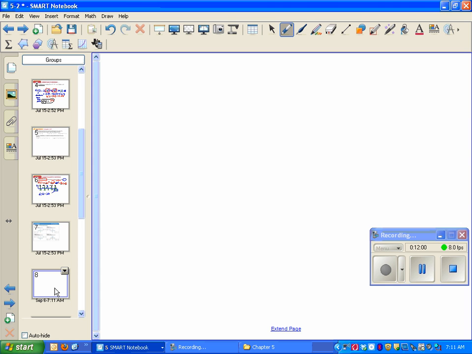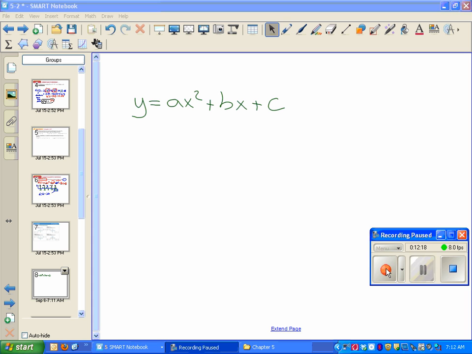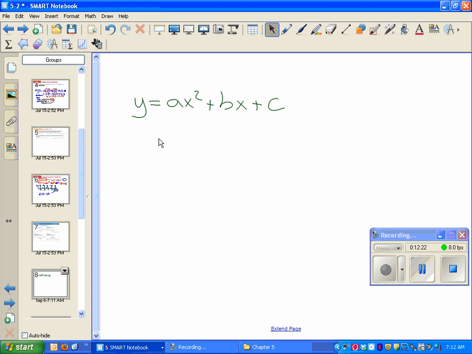You've already dealt with, in Algebra 1 and Algebra 2, an even function. It's going to be a parabola. And so when you have y equals ax squared plus bx plus c, that's a parabola in standard form. Okay, so with a parabola, you already know if a is positive, it's going to go up like a cup.